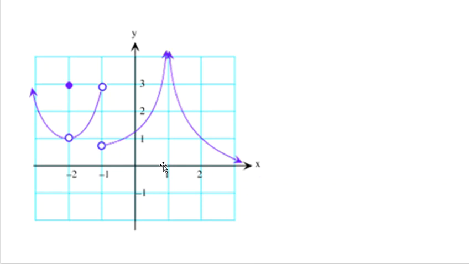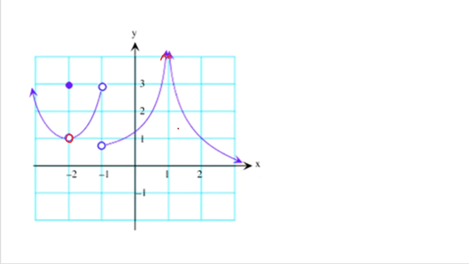We see several discontinuities. -2 is a discontinuity. -1 is a discontinuity. +1 is a discontinuity. And if I were to ask you to name those, -2 would be removable because it looks like the point just simply got moved. It got removed and put somewhere else. At -1, that's a jump. The left side's at 3, the right side's at 1. And at 1, that's an infinite discontinuity because the sides are going up forever and ever.